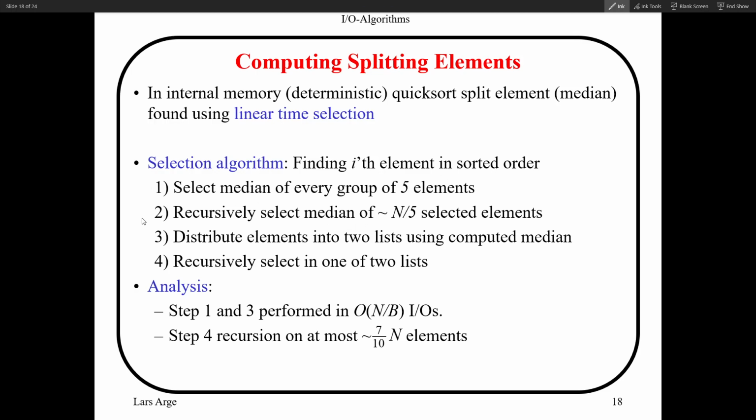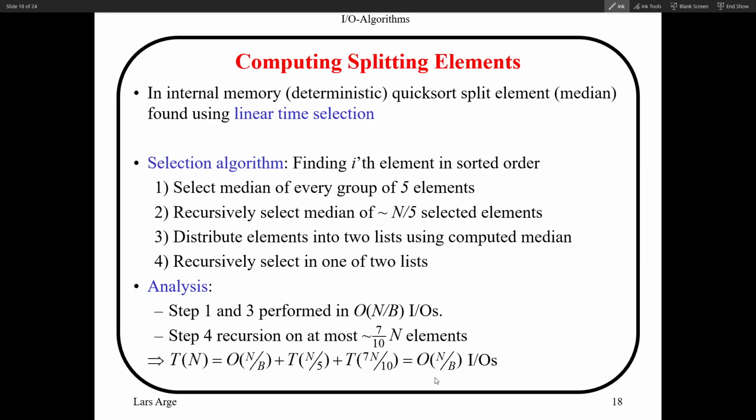Similarly, the recursion is there, and the distribution is also just a normal distribution into 2 lists using one pivot, or one computed median, which again can be done in N over B IOs. Once you look at the recursion, you get N over B from steps 1 and 3, N over 5 from step 2, and 7/10 of N from step 4. Similar to the analysis of the median finding algorithm in the internal memory, this solves to N over B IOs.